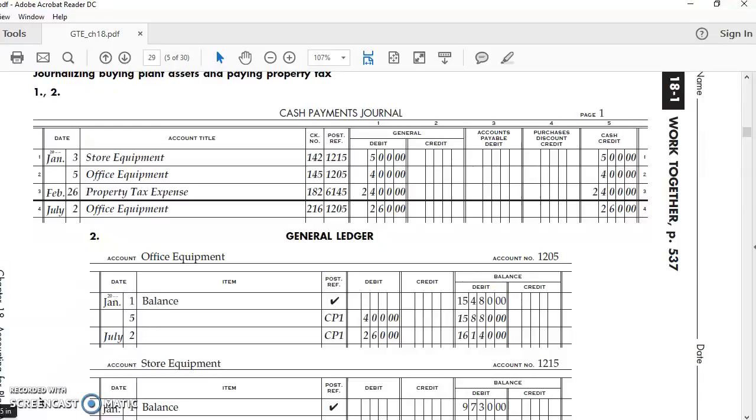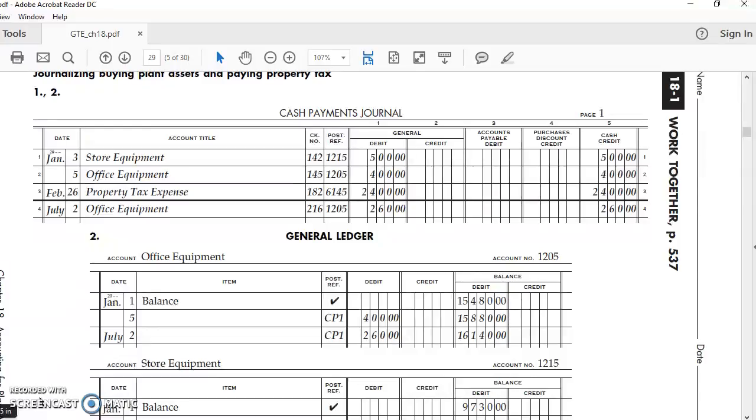Now, you need to turn to page 537 in your textbook, and you should have page 29 in the workbook in front of you. Page 29 is in the Accounting 2 workbooks, and Miss Anderson should have that available for you. We have in front of us the cash payments journal. I know it's been a while since we've seen a cash payments journal, but it's the journal in which you are taking cash out or writing checks out of your checkbook.